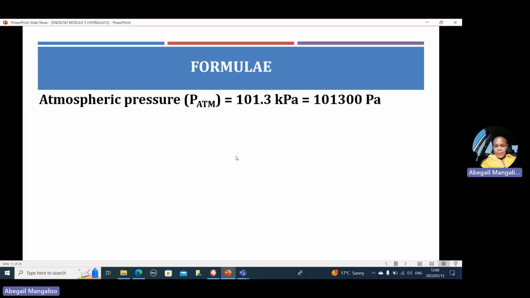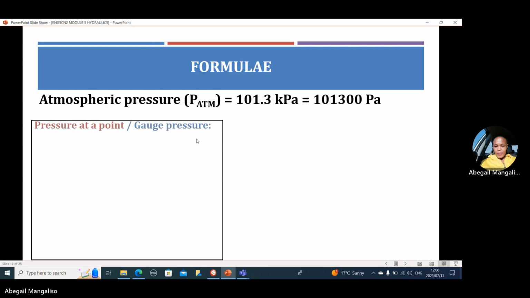Now let's first look at the formulas. Atmospheric pressure, PATM, has a constant value of 101.3 kilopascals. Kilo is a prefix, so when you multiply by 1,000, you get this value in pascals, because kilo is equivalent to 1,000. A pressure at a point, or a gauge pressure, is PMET, and the formula is rho g h.